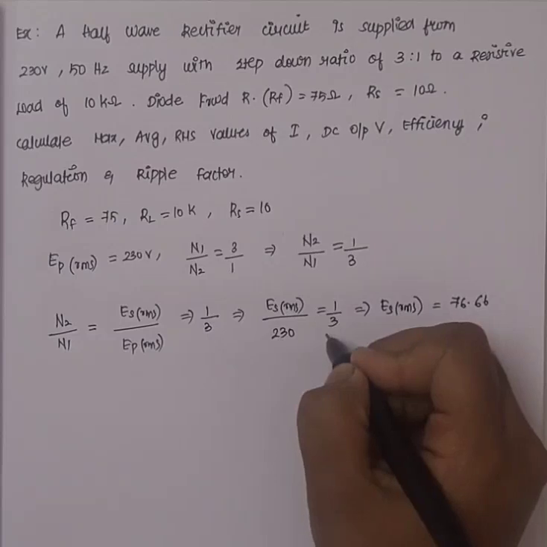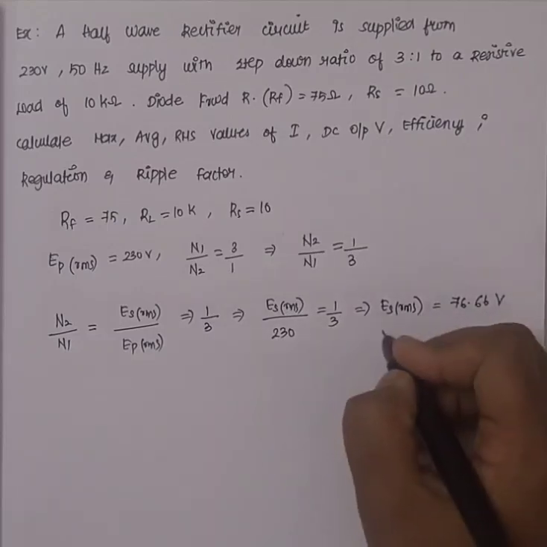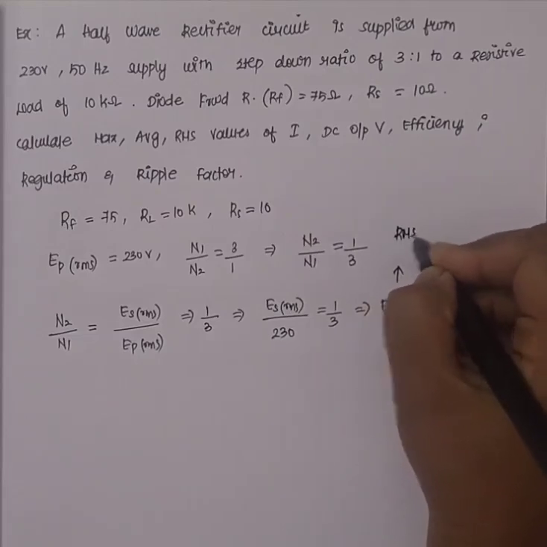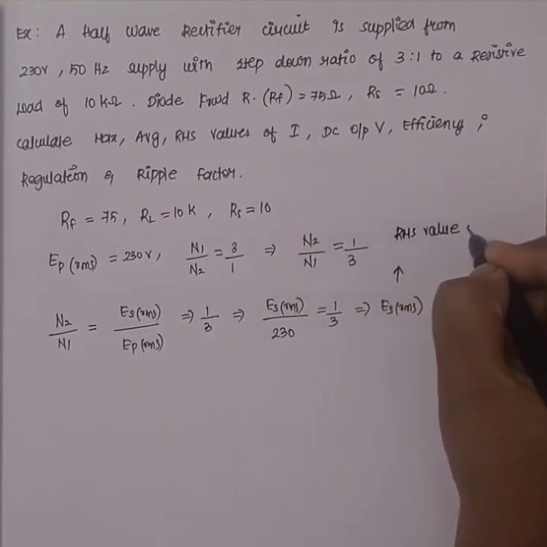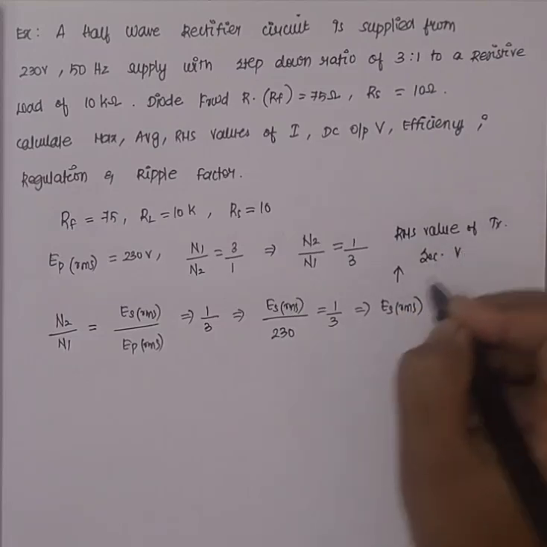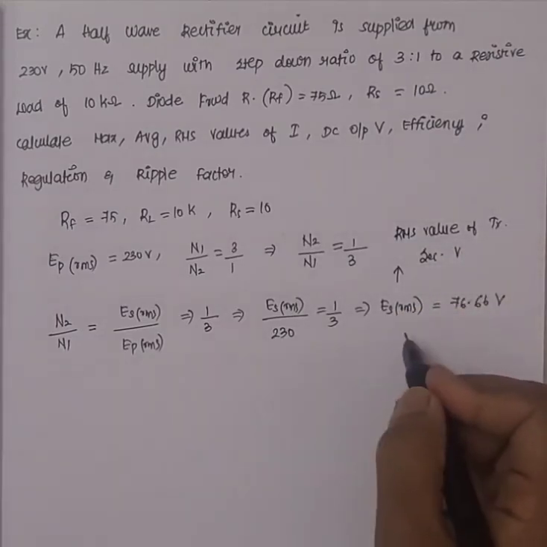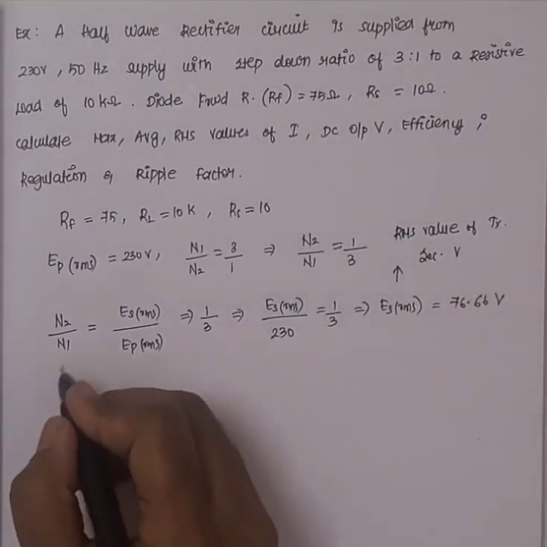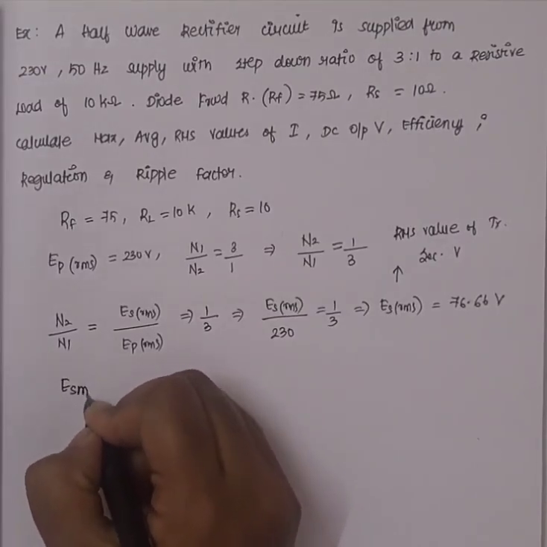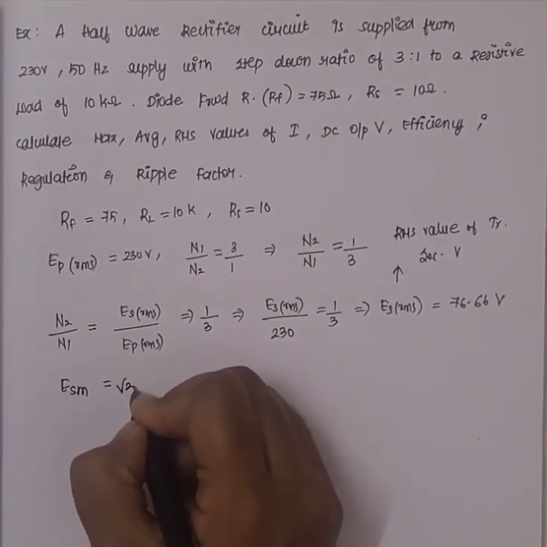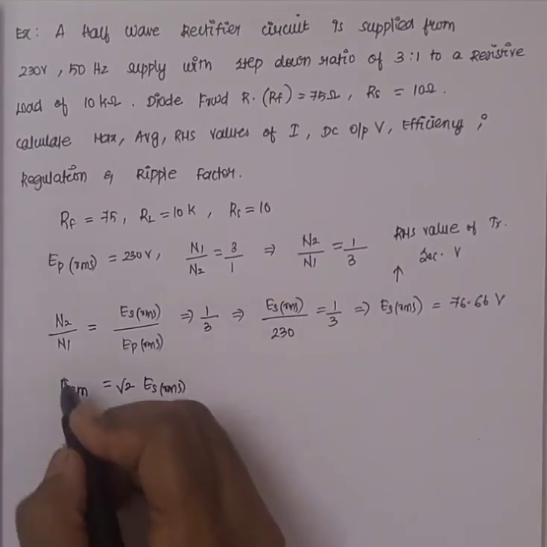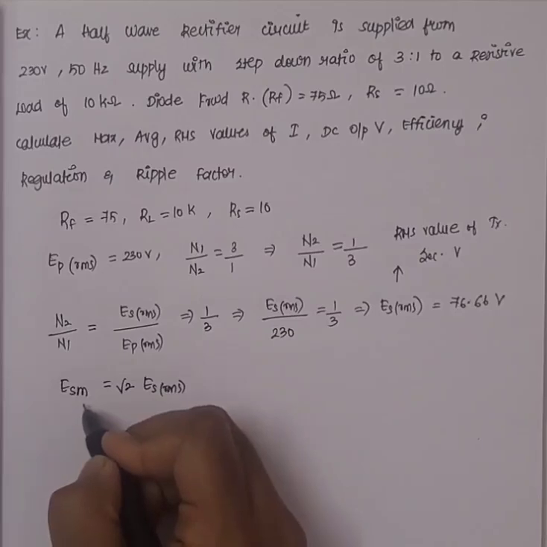That is 230 divided by 3 volt. So this value of ES RMS refers to the RMS value of the transformer secondary voltage. Next, let us calculate the value of ESM, which is nothing but root 2 into ES RMS, because for everything we will need the value of ESM.